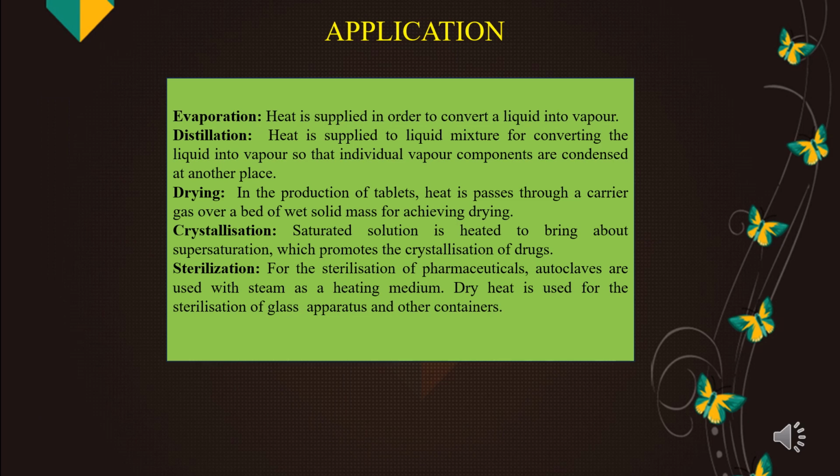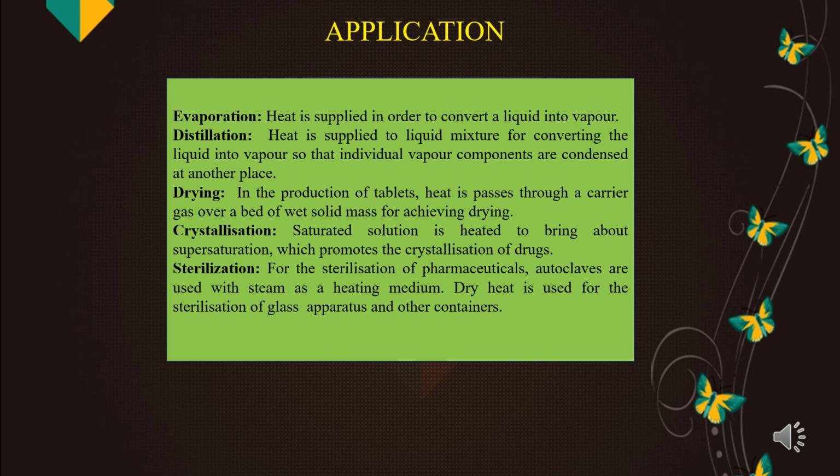Then the applications. The first one is evaporation. Heat is supplied in order to convert a liquid into vapor. The liquid present in material is evaporated with the help of heating to get a concentrated product. For example, preparation of vegetable extracts. And the second one is distillation. Heat is supplied to a liquid mixture for converting the liquid into vapor so that individual vapor components are condensed at another place.